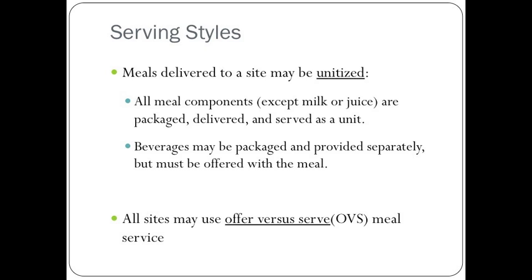Meals delivered to your sites may be unitized, which is a prepackaged meal containing all meal components, with the exception of milk, which can be served separately. Or you may choose to use offer versus serve at meal sites, which permits a child to refuse one or two of the 5 items offered at lunch and supper meals.